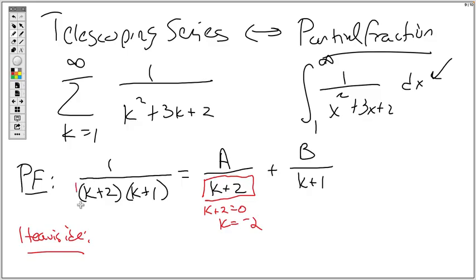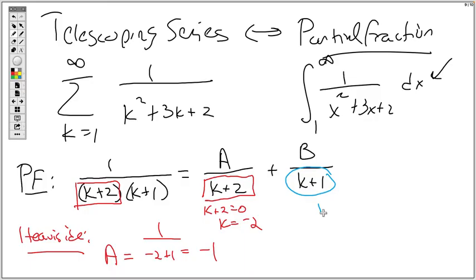-2. I come over here. I'm going to cover up that factor. I'm going to plug k equal -2 into what's left over. A equals 1 over -2 plus 1. It's going to give me A.